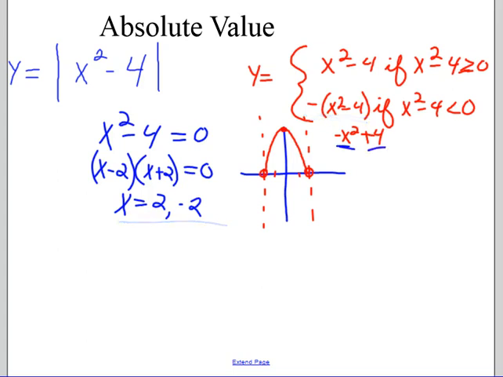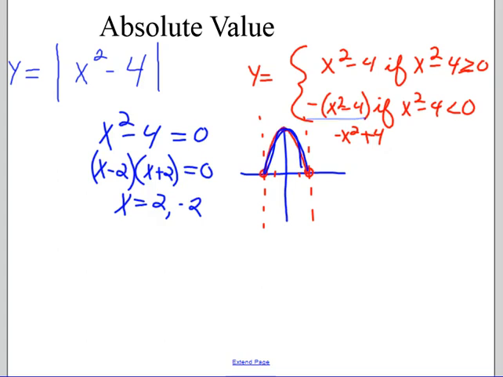Negative x squared, the negative outside the x squared, not in with the function, what does it do to the graph of x squared? Reflects it over the x-axis. And then the plus 4 at the end shifts it up. So this graph is just that thing right there.